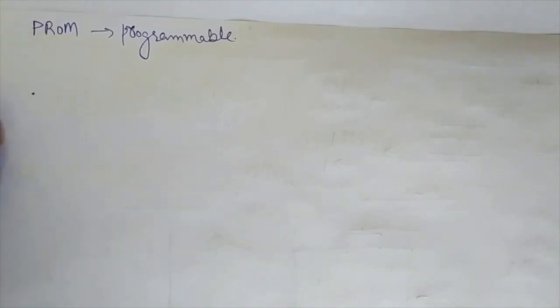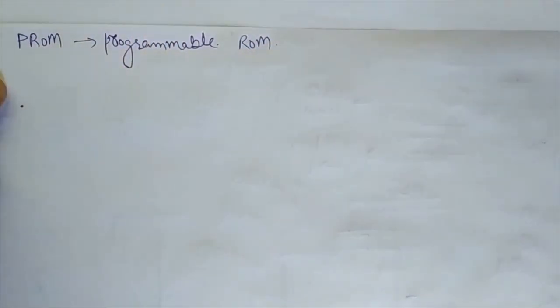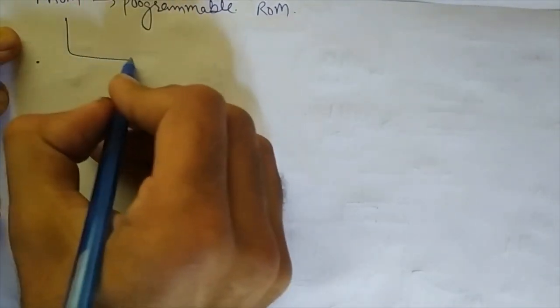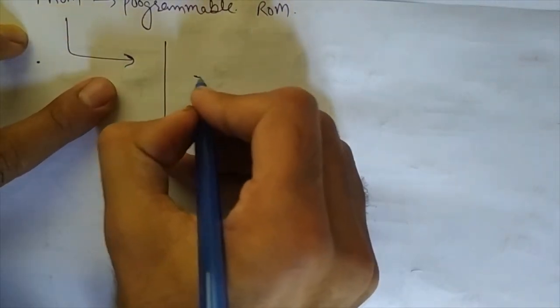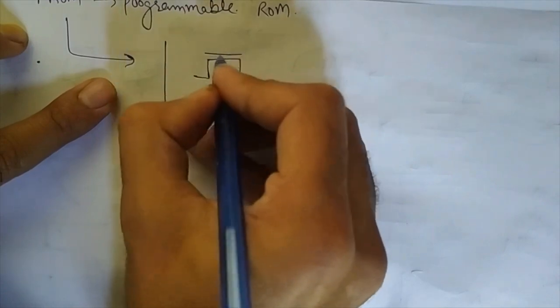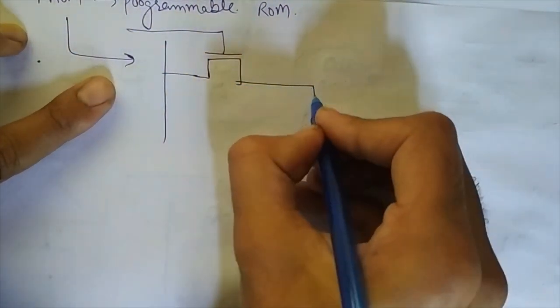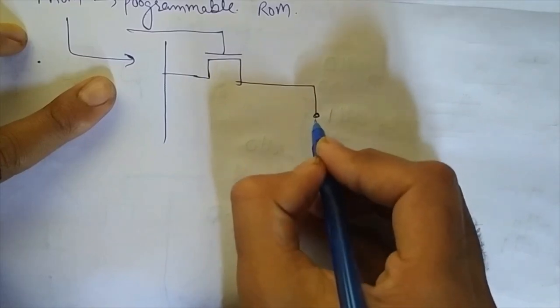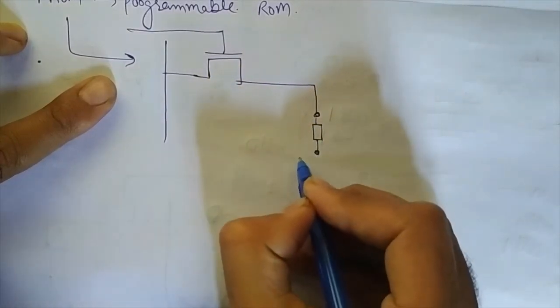So the PROM, programmable ROM, is made of such kind of cells. So we have a cell here. They have the same structure with some minor differences. Here we have a fuse and it is connected to ground.